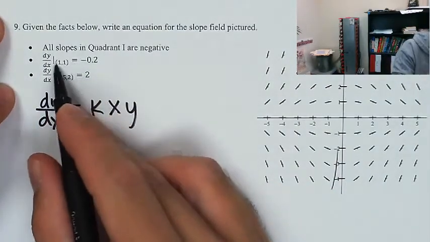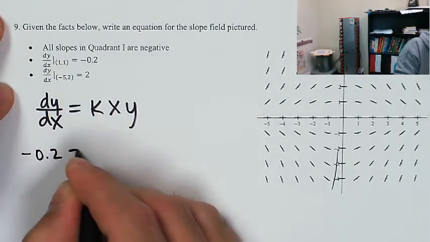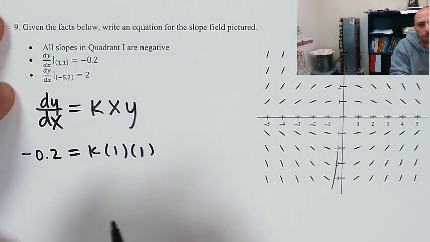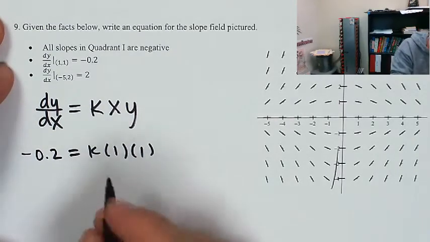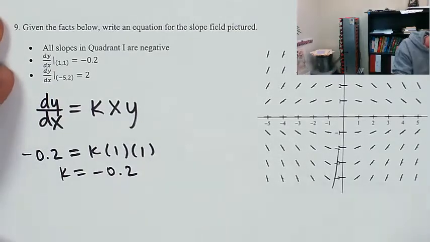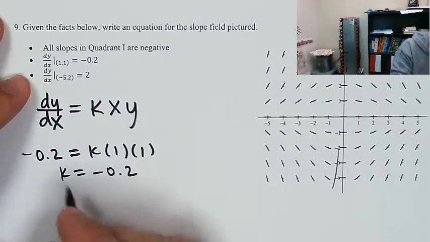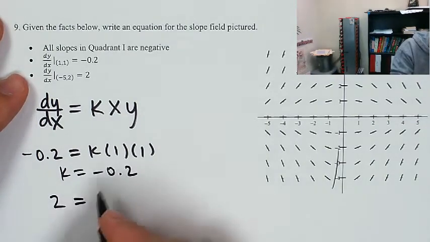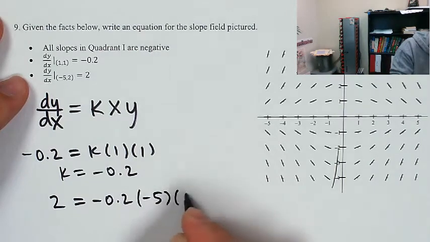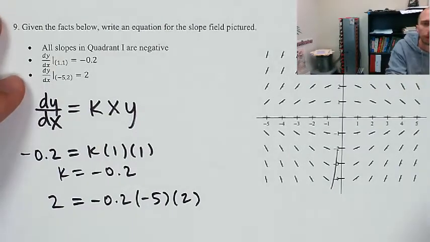So dy/dx at (1, 1) is negative 0.2. k times 1 times 1. Could it be that easy? Could it be that k is negative 0.2? All right, let's test it against the point (negative 5, 2). So does 2 equal negative 0.2 times negative 5 times 2? Well, that's negative 10 times negative 0.2, which is positive 2.